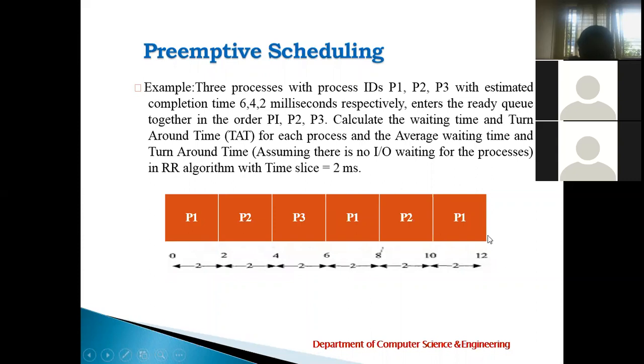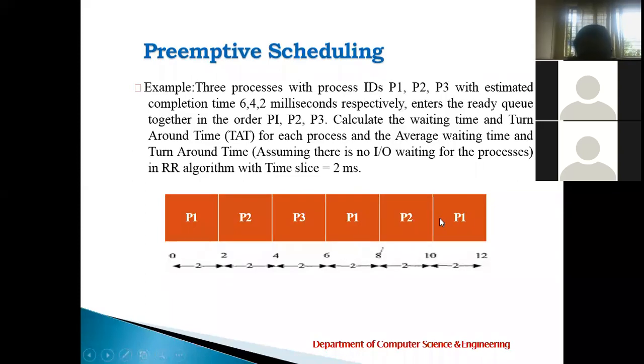Right. Now how do you have to calculate for P1? The waiting time is 0 here. In the second time, what is the waiting time? This it has executed, leave this. So what you do is 6 minus 2, that is 4. Yes, 6 minus 2 is 4. So 4 millisecond for the second chance.